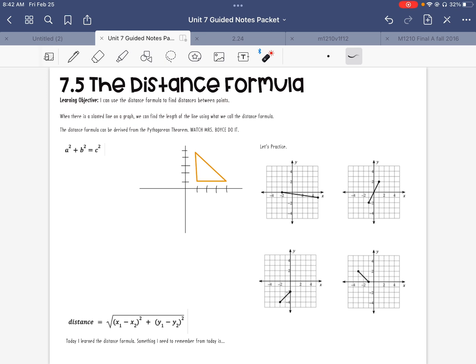So when we have a graph and the lines go straight up and down like this, or straight left and right like this, it's pretty easy to get the distances of them. We just count it. It's not a big deal. But when we have lines that slant on a graph, it's a little bit harder, and we use what we call the distance formula. So the distance formula actually comes straight from the Pythagorean theorem. So I want to talk to you guys about how that happens and what's going on with these.